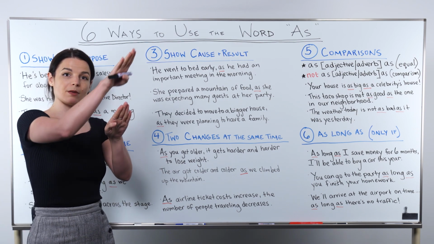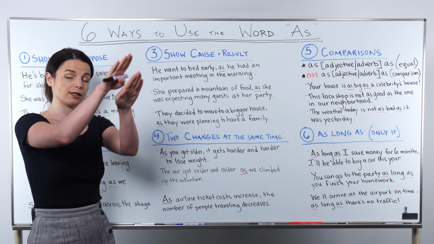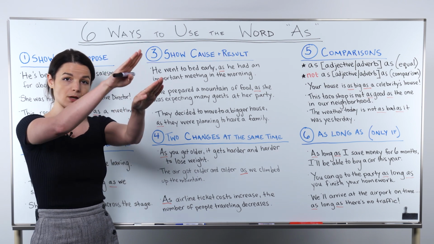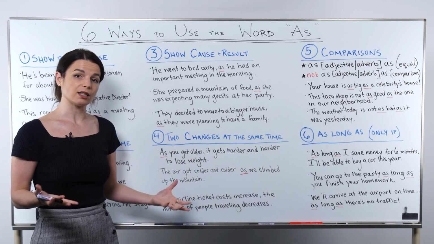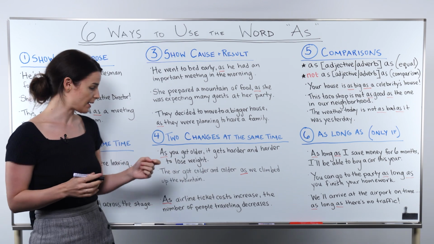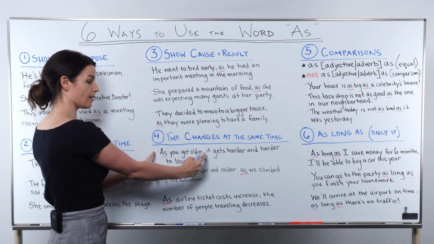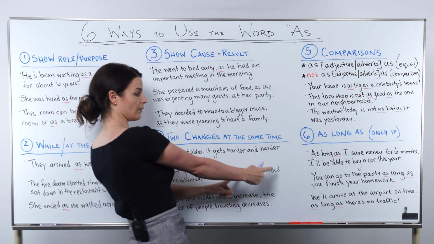So we are going up the mountain, climbing up the mountain. These two changes are happening at the same time. We connect these ideas with "and." So this sentence follows the same kind of pattern as the first one, but we can move this "as" section to the end of the sentence.